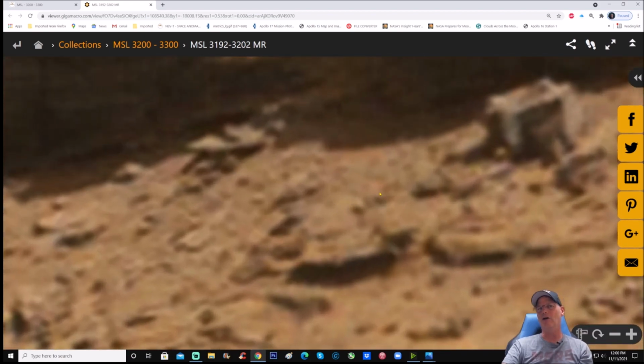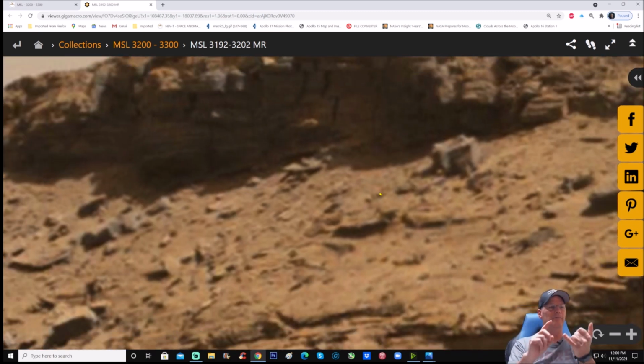Objects that are the same color as the sand. Yeah, that's how you know they're messing with it. They're blurring stuff. They're doing coloration over this stuff.